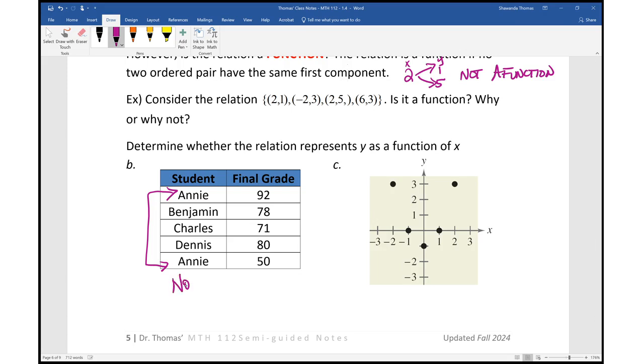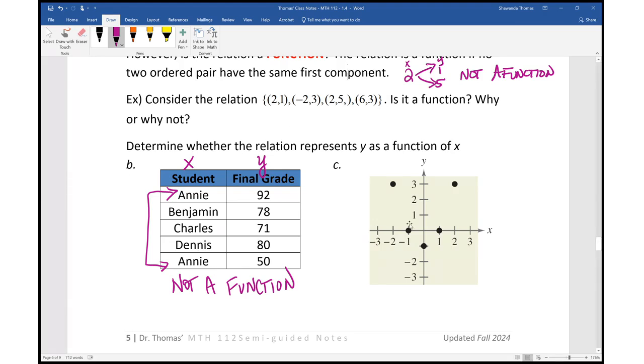Can one student end up getting 2 different final grades in the class? So this is not a function. All right, we're going to treat this side as the x and this side as the y. We only want Annie to have 1 final grade. It doesn't make sense for her to have 2 final grades, so not a function.